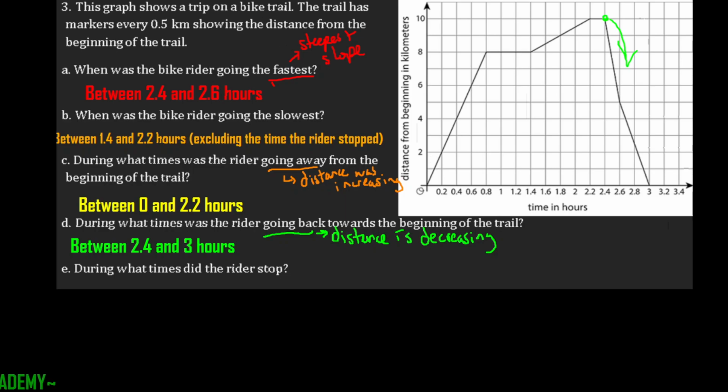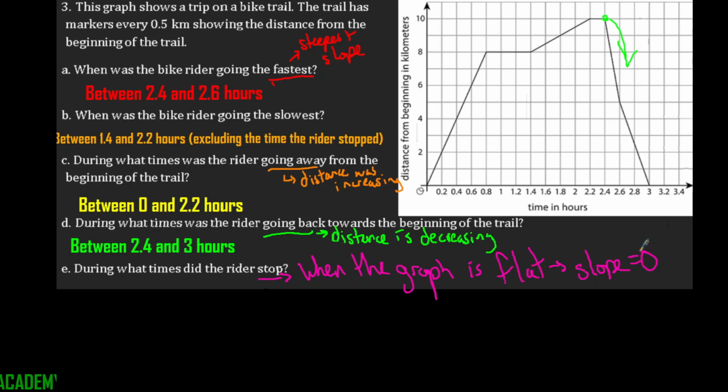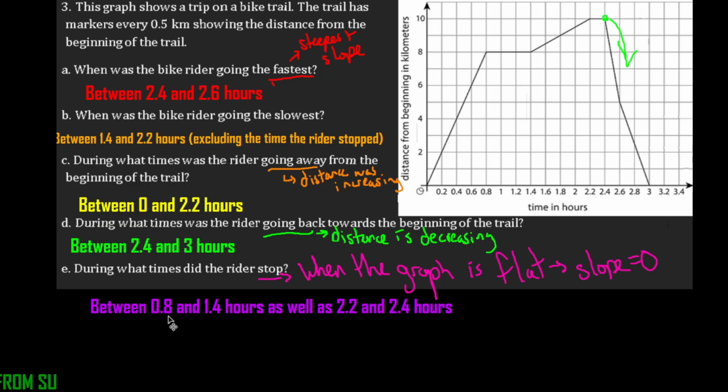And then for the last part, it says when did the rider stop? And that's going to be, underline that again, when they're stopped. That just means when the graph is flat, meaning the slope is 0. Well, if we look at some of those parts on our graph, we can say between the times of 0.8 and 1.4, which is from here to here, and from 2.2 to 2.4, which is here to here. So those two sections is when they were stopped.